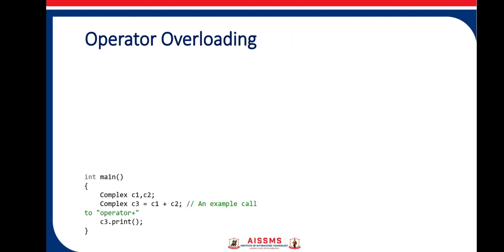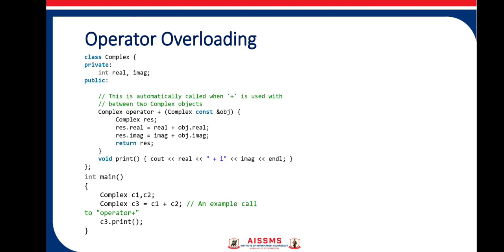So just take one example. Suppose consider this function. Here we have created three objects, C1, C2 and C3. Now here we want this C1 and C2 to be added. Now this C1 and C2 are not built-in data types. They are not integers, they are not floats, but they are objects. That means they are, you can say, user defined variables. So how have we used those objects? For that we require a class complex. So this is my class complex. In class complex I have two variables, real and imaginary.